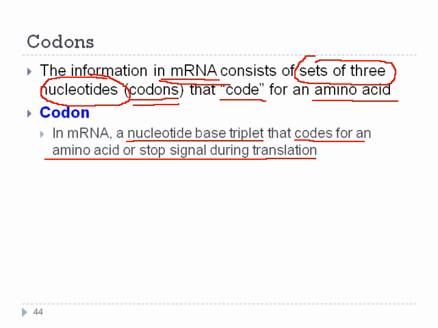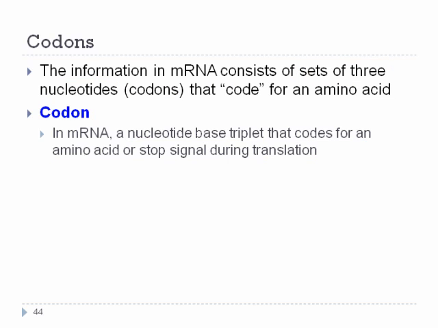So what we just finished was we're talking about codons. We're talking about translation. The information in the mRNA is in sets of 3 nucleotides. Those nucleotides are called codons.